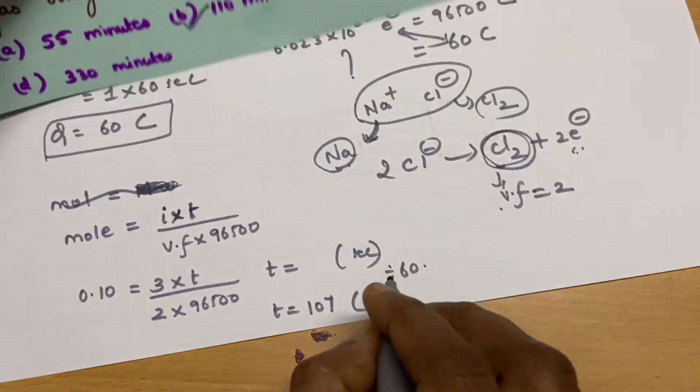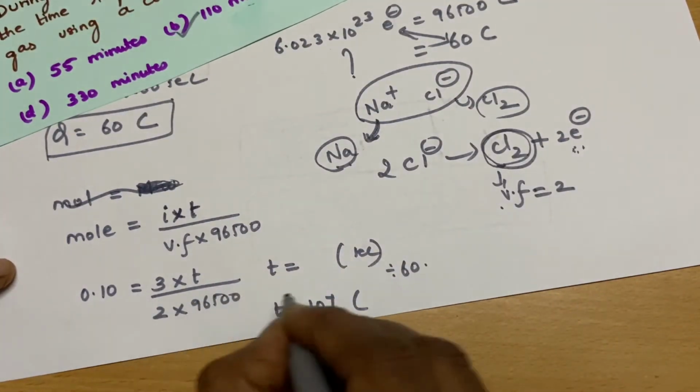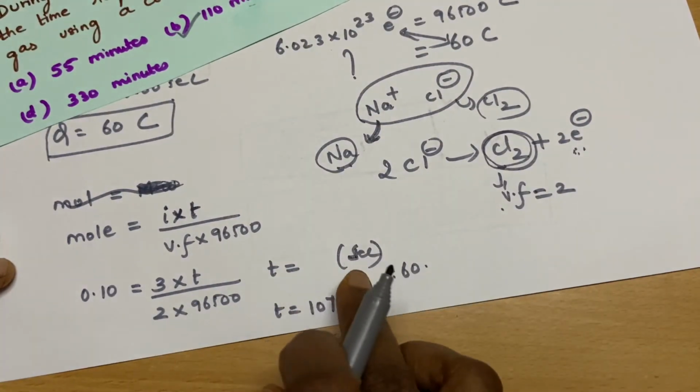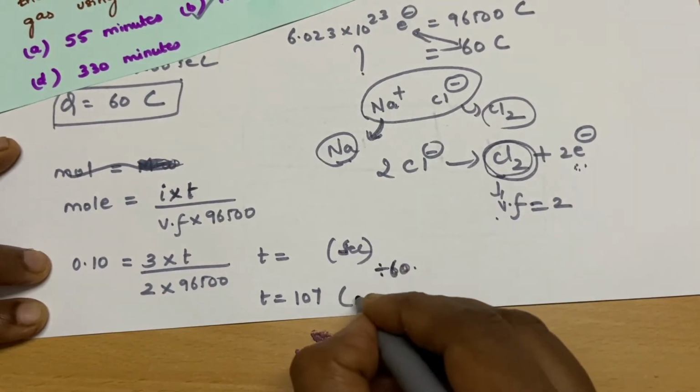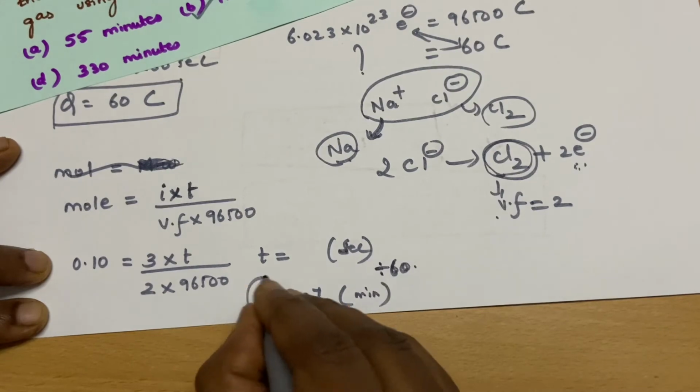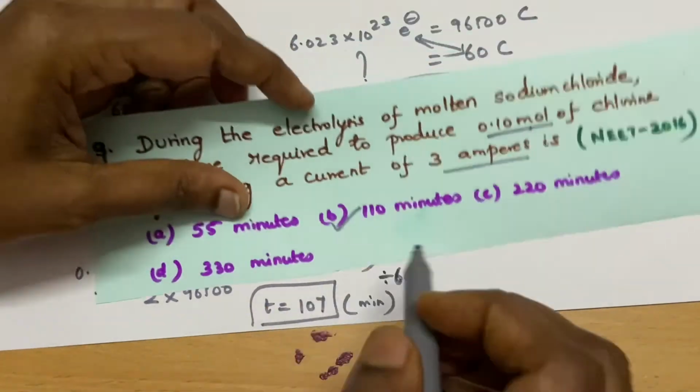So, students, if you solve this equation, you will get the answer in seconds, so you have to divide that by 60 to get minutes. I got the answer 107, which is very close to 110.